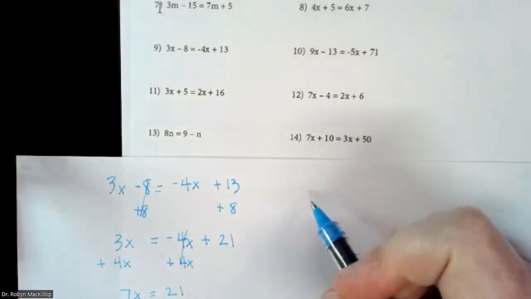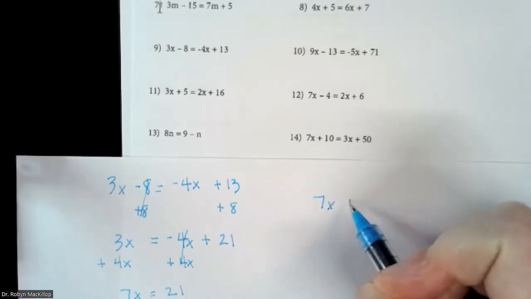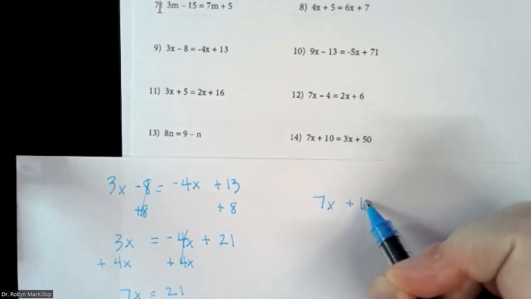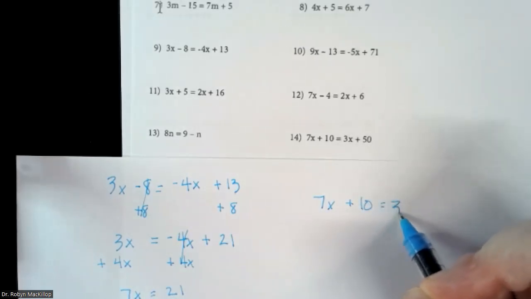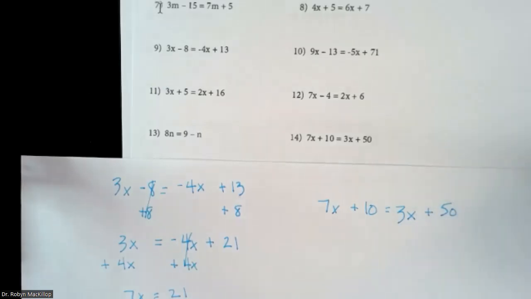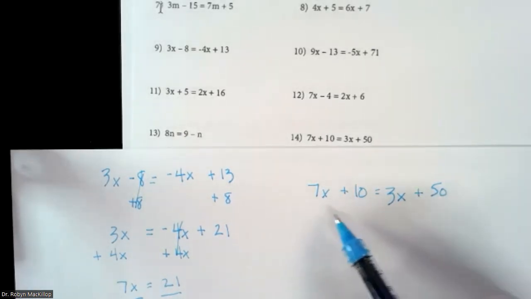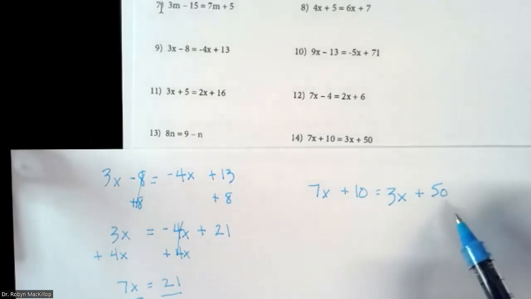Let's try 7x plus 10 equals 3x plus 50. Big numbers sometimes. I don't love big numbers because it's easier to make an error the bigger the numbers get, but that's fine. Which one of these would you like to get rid of?